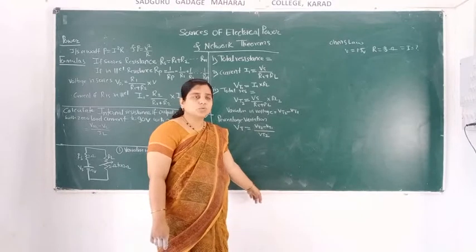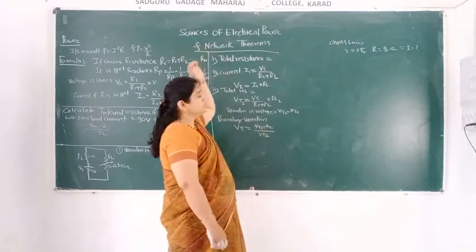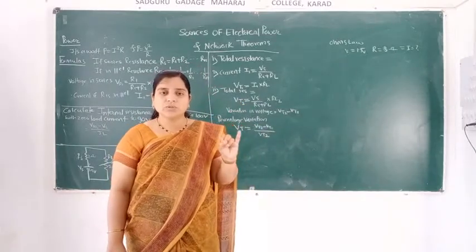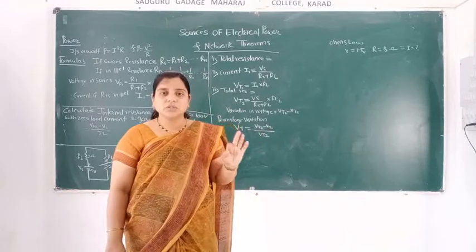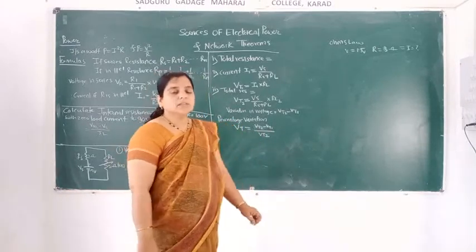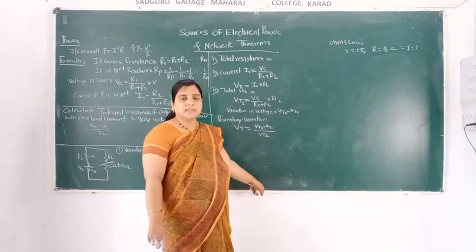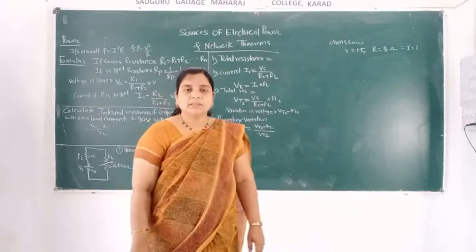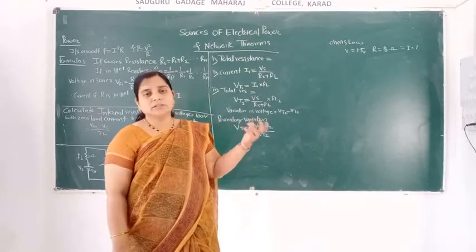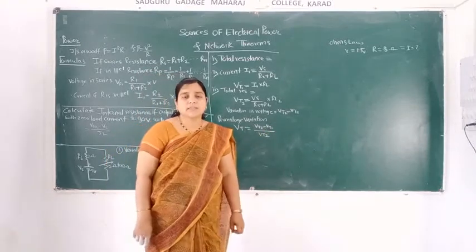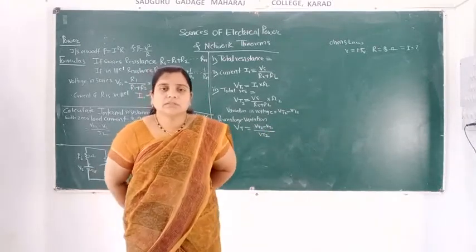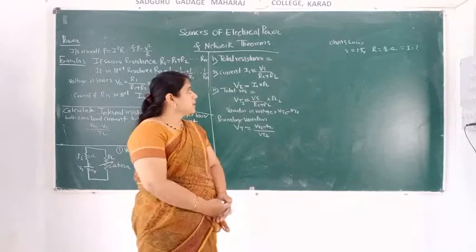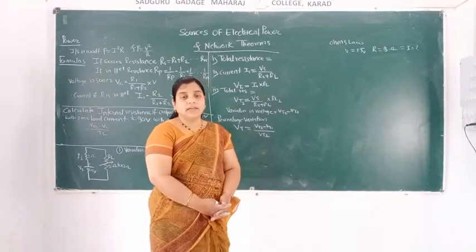Next we will see the sources. Sources of electrical power. Sources means what? AC source is there, DC source is there, current source is there, voltage source is there. So AC source means what? Alternating current or voltage. In the AC source, the alternating voltage or current will be changed with respect to time. It's called the alternating current or alternating voltage.